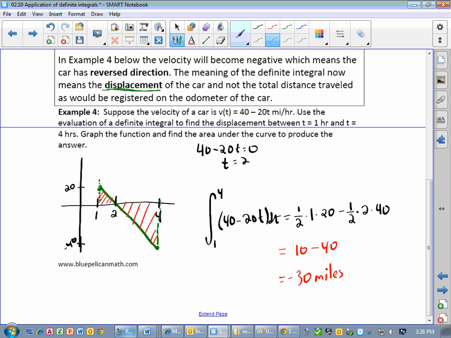Now, how the heck do we get negative 30 miles? What does that mean? Okay. So he's behind where he started, or where he was at time 1. Right? So he's 30 miles behind where he was at time 1.